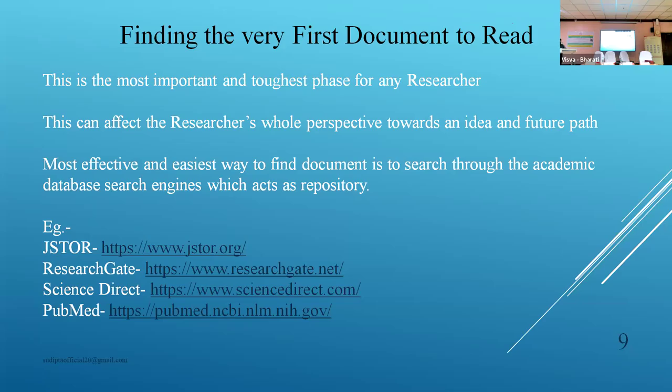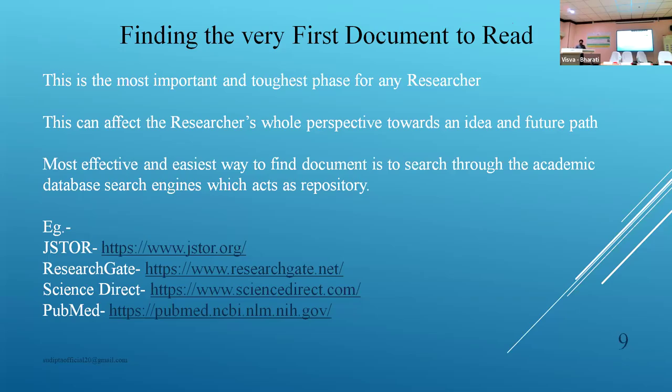There are a lot of, for example, research article repositories which we can go to, and there are a lot of search engines as well. Okay, so I have mentioned that the most effective and easiest way to find a document in academic research is to search through academic databases or search engines. For example, JSTOR. Why I mentioned JSTOR at the top, I will come to that later. ResearchGate, ScienceDirect, PubMed, and there are a lot of other databases as well.